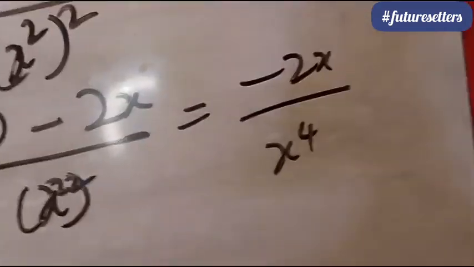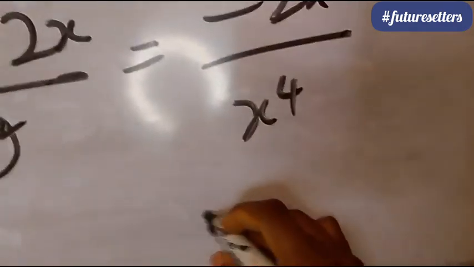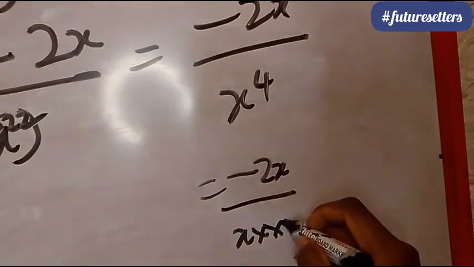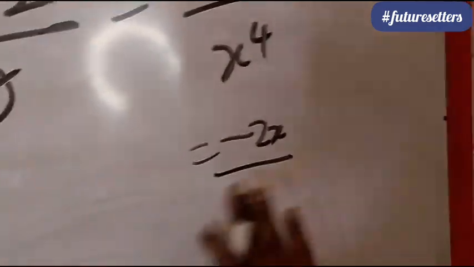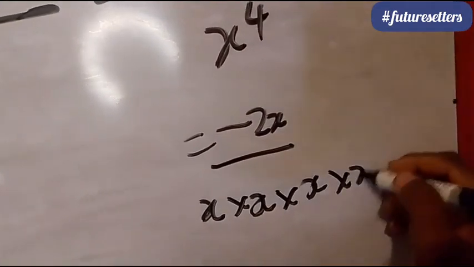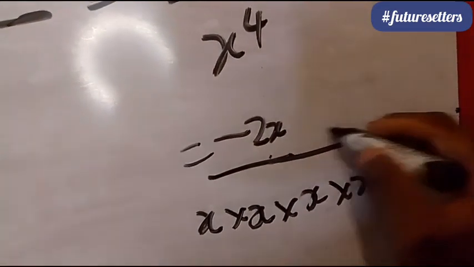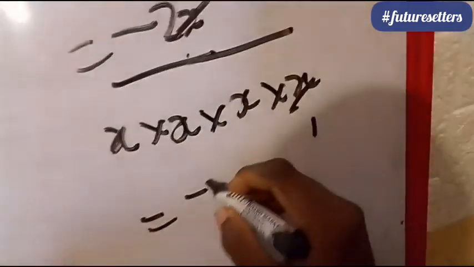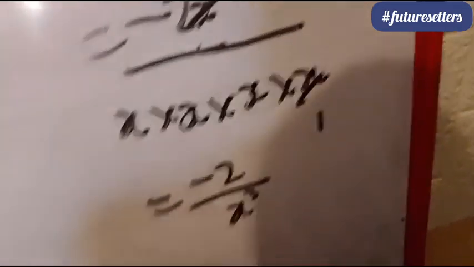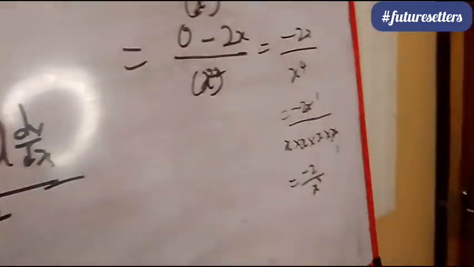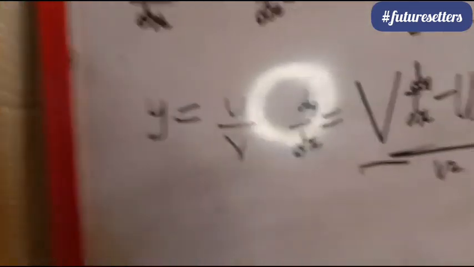Well, what we have here is we can simplify this to give you minus 2x over x times x times x times x, because it's x raised to power 4. So x here 1, we have x here 1. So what we have here is minus 2 over x raised to power 3. So if you check, we use the quotient rule to solve this, and we got minus 2 over x raised to power 3. How about we use the normal rule which I also explained?